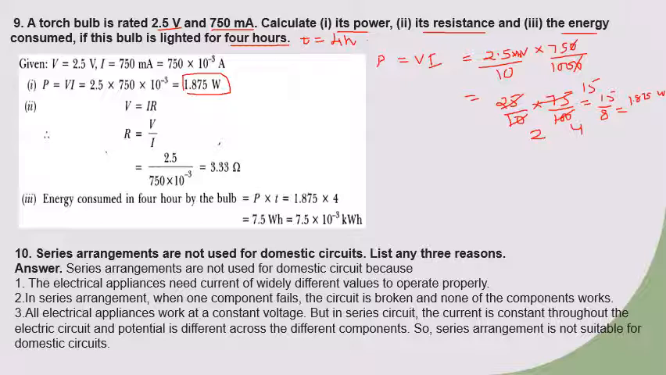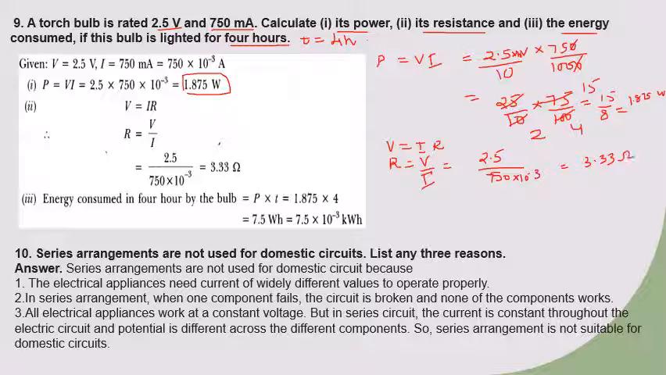Next, we have to find out the resistance. To find out the resistance, we have the formula V = IR, and R = V upon I. Over here the voltage is 2.5, and the current is 750 milliampere. Again we can write 750 into 10 to the power minus 3, right? If I solve this, I'll be getting 3.33 ohm.